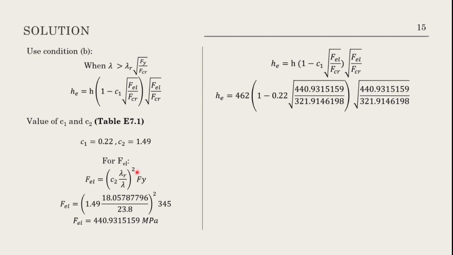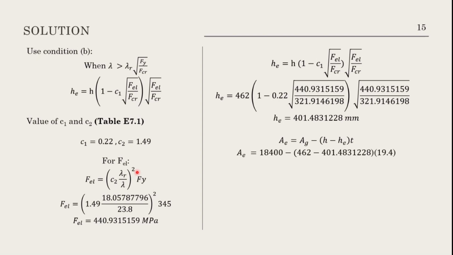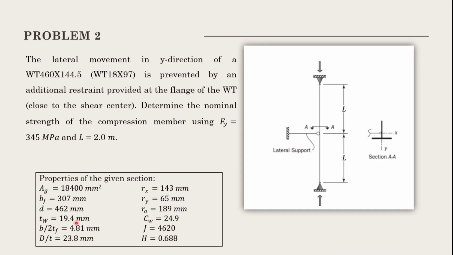We have 401.483. Okay, so once we have this, we can now compute for the effective area. Since we only have one stem of T's, we don't need to multiply this by 2. So we have 462 minus 401 times the thickness of the stem of T's. This is the TW, 19.4. Let's check if that is correct. T sub W is 19.4. Yeah, it's correct.